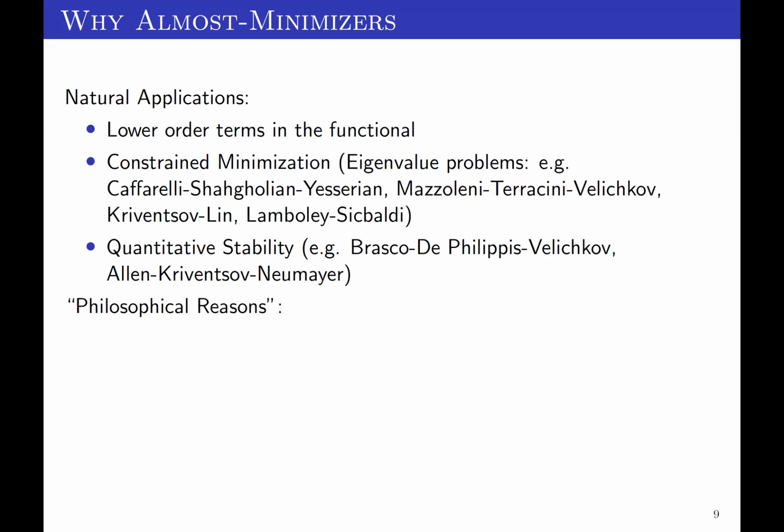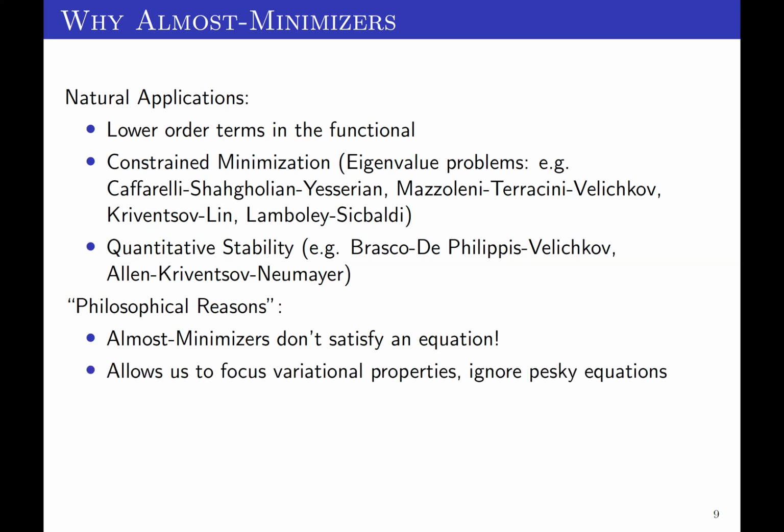There's also some philosophical reasons why you might care about almost minimizers. As I said before, almost minimizers don't satisfy an equation because you just have an inequality up to an error as opposed to an equality. You can't take the first variation, which means you don't get an Euler-Lagrange equation, which means you can't use PDE methods. So in particular, this allows us to focus on the variational characterization of minimizers, what you actually get out of the minimization as opposed to the PDE, right?